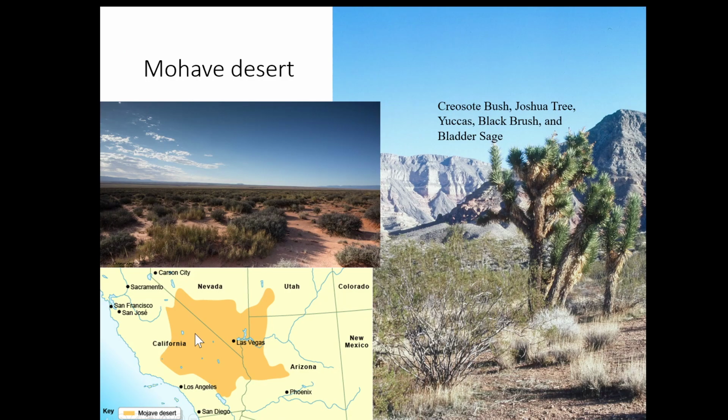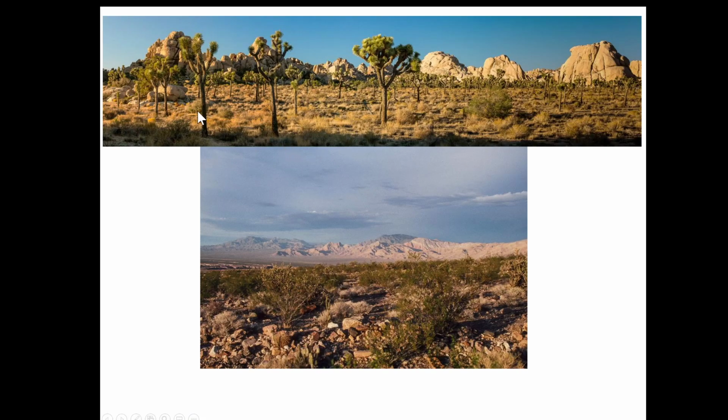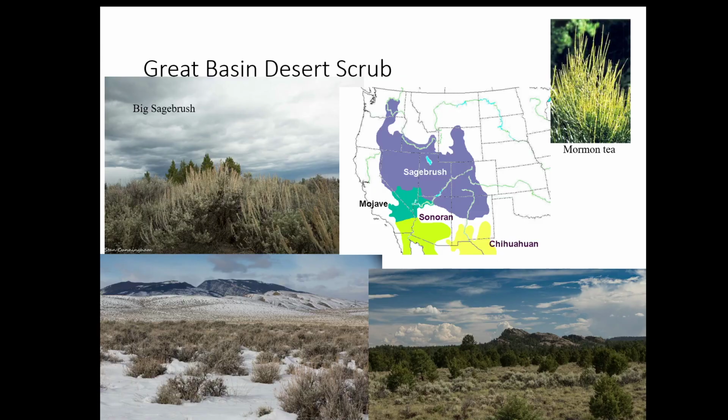The Mojave Desert is found in the northwest part of Arizona into Nevada, and most of the desert in California is Mojave. And the Joshua tree is a real indicator of Mojave Desert, like the saguaro is for the Sonoran Desert. But like the Sonoran, there are low areas of the Mojave Desert that have very little vegetation, like our Lower Sonoran. And then we have the Great Basin Desert Scrub, which is essentially a high elevation desert.